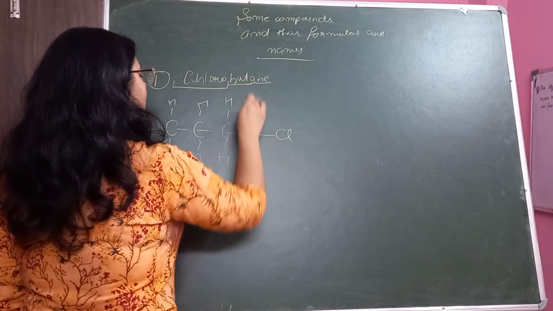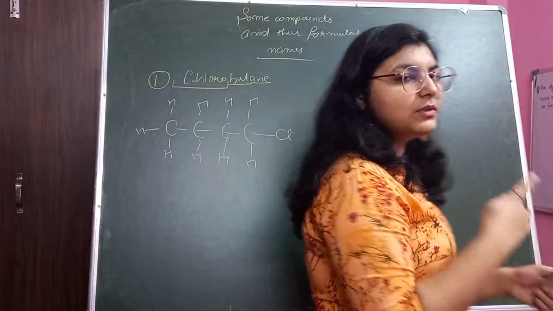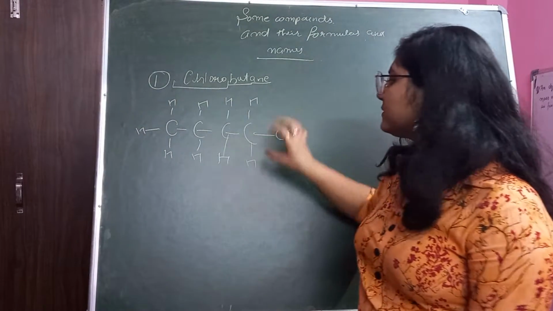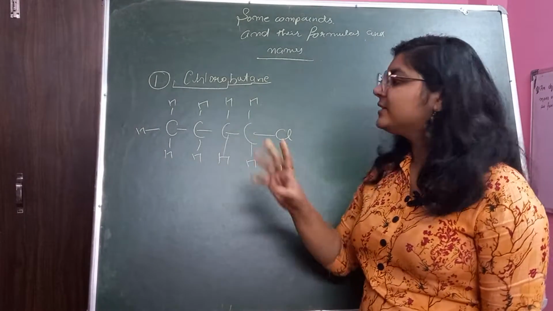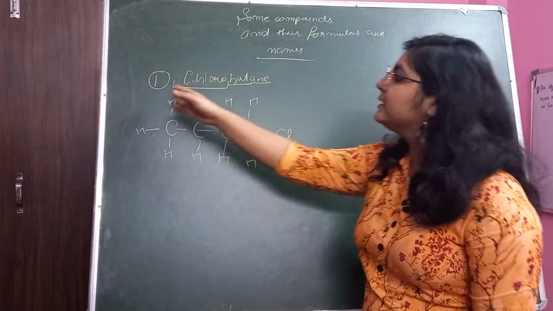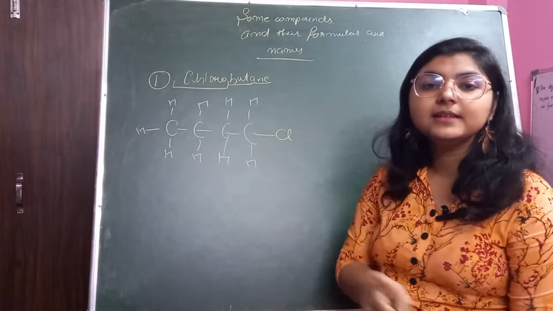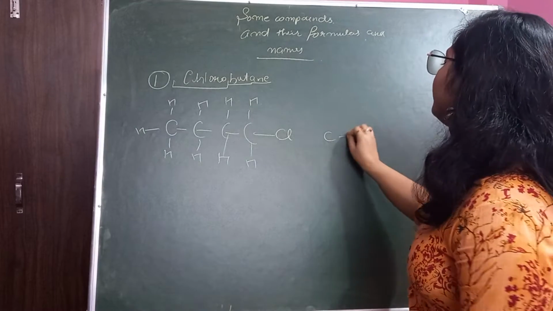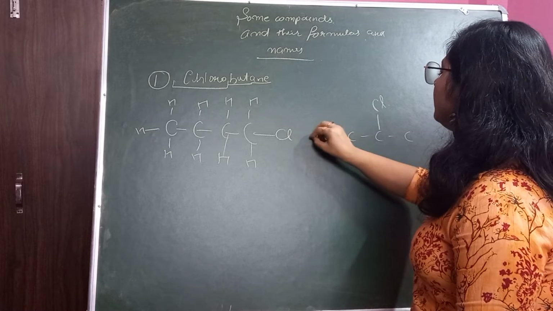Now a student may ask why you always use this chlorine in the last. In the last class also I used this chlorine in the last only. So is there some rule which says that you have to use chlorine over here only? You cannot use it anywhere else? No, there is no such rule. But it changes the naming. So how is the naming changed? If I use this chlorine somewhere else, if I use this chlorine here, how does the name change?